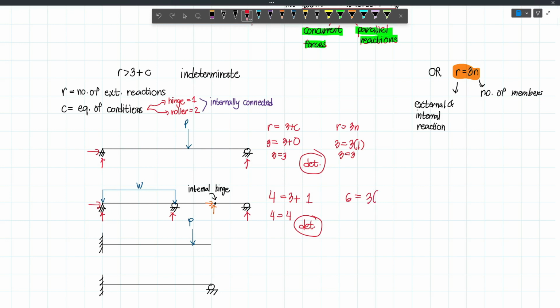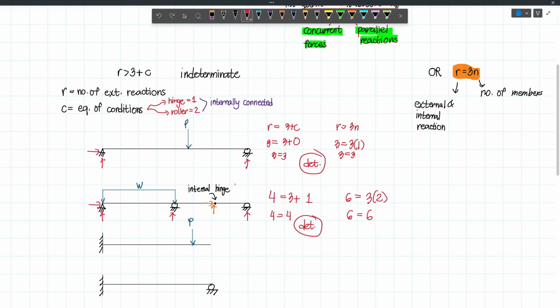It has two members. Since there is an internal hinge, it splits into 2 members, this one and this one. So 3 times 2 gives 6 equals 6. And since they are equal, that means it is still determinate. Now again, the r you get here is different, but essentially what we want is the difference between the two. 6 minus 6 is 0, and 4 minus 4 is 0. So that means your answer is the same.